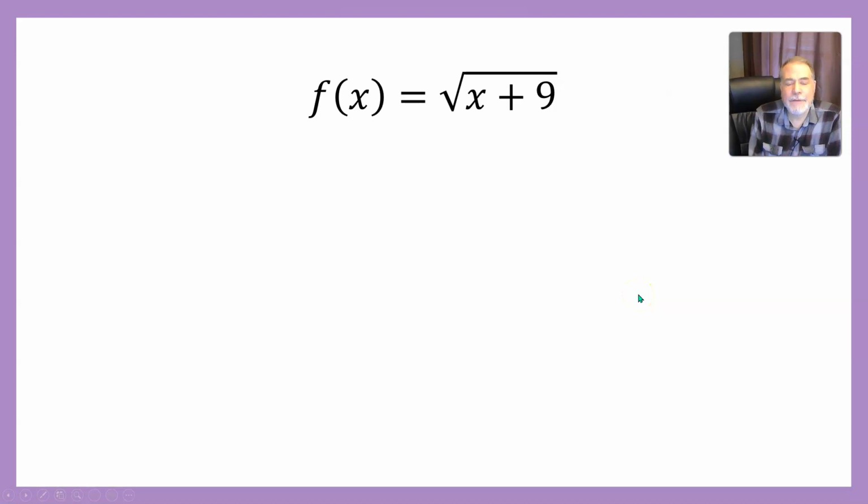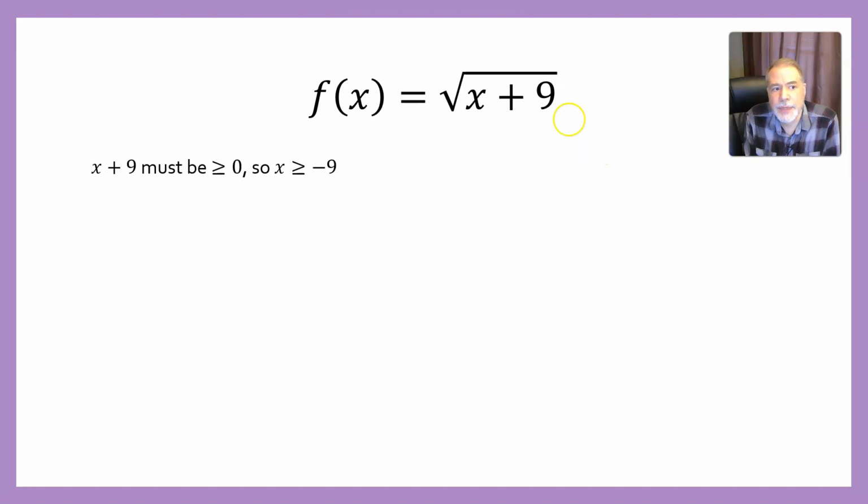Okay, what about if f of x equals the square root of x plus 9? Well, x plus 9 itself would be continuous everywhere. And then if you take the square root of that, that's continuous as long as we're not trying to take the square root of a negative number, because that would be undefined since we're just working with real numbers.